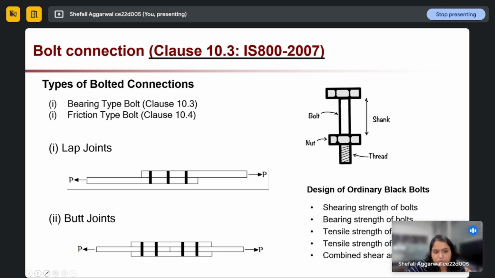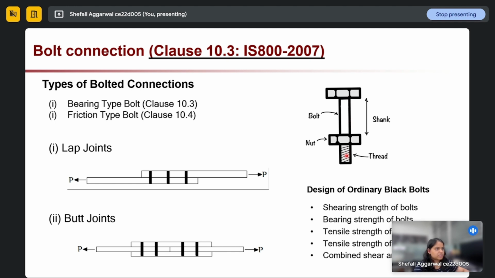The introduction of bolt connection we have already done in the previous week: what the bolt connections are and what the different types of bolts are. Here we will just go through the design of bolt connection. Firstly, we will see the important parts of our bolt. This is our complete bolt and nut. In our bolt, we have a shank and a thread part.